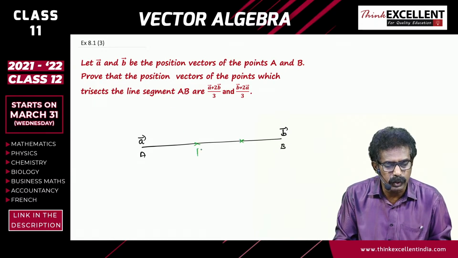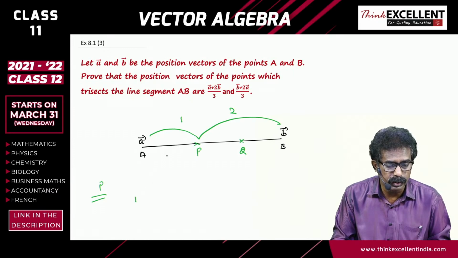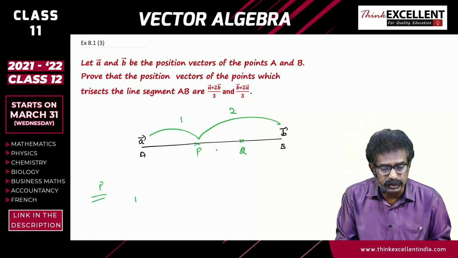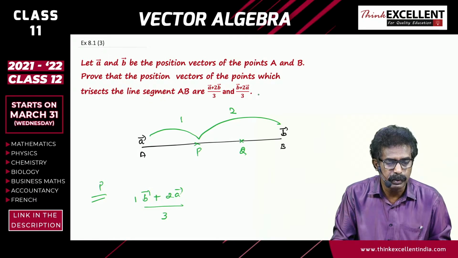I am taking one as p, another one as q. P கண்டுபிடிக்கணும்னா use the ratio 1:2, right? We have to use the ratio 1:2. அப்ப என்ன வரும் சொல்லுங்க? If you see, P என்கிற point, 1 into go to the other end, b vector, 1 into b vector plus 2 into come to this end, 2a vector, by 1 plus 2, it is 3, right? So b plus 2a by 3, that is 1 point.